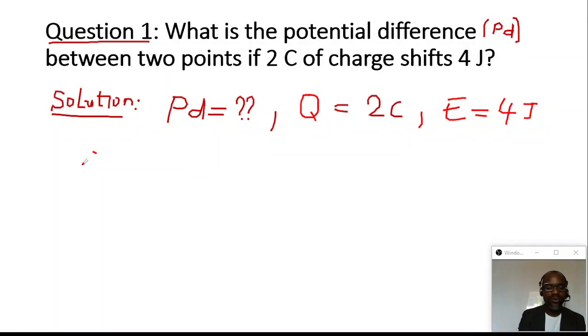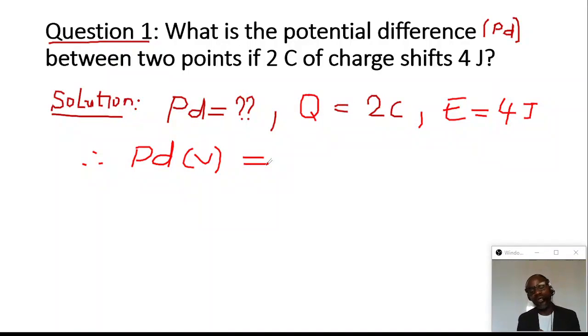Therefore, we should also know that PD, meaning potential difference, is also represented by letter V. Let us not forget this. If we know this, that's okay. Actually, that's the letter we are looking for.